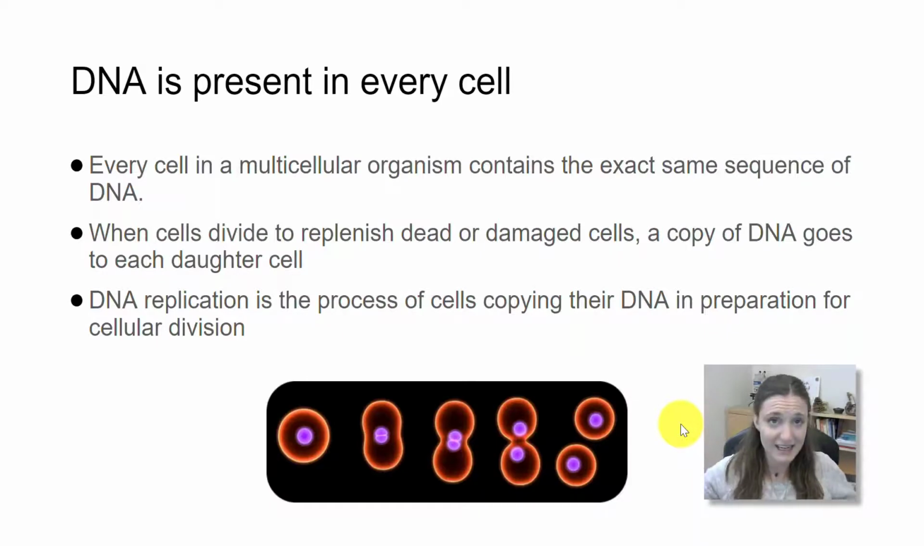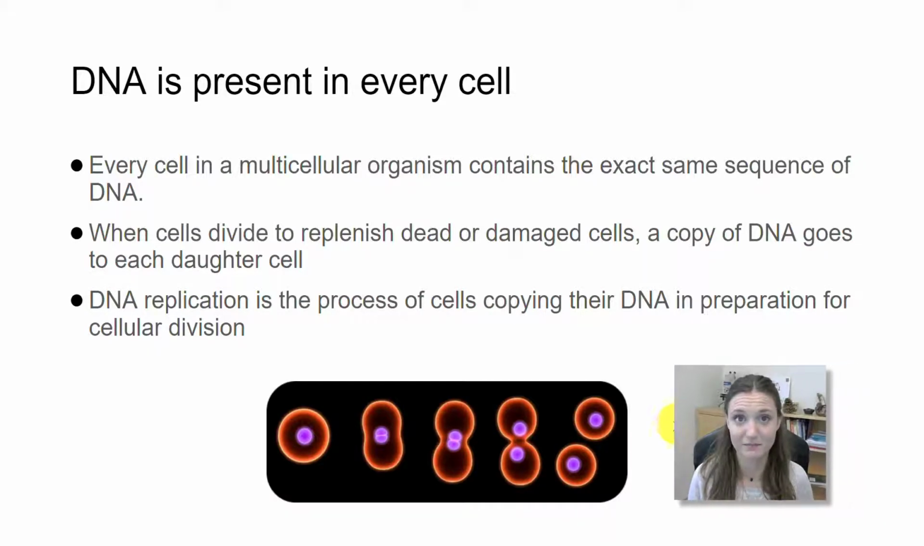So remember, DNA is present in every single cell of a multicellular organism. Every single one of your cells has the exact same set of DNA, the exact same sequence of DNA. So that means from the time that we're a single cell, just a fertilized egg, a zygote, from that time forward, our DNA has been replicated and replicated and replicated, so that every single cell in our body can have a copy of that DNA. And this process of DNA replication happens before cell division. So this whole process that we're talking about happens before the cell even starts to divide. So we're going to talk about how the entire genome gets replicated.